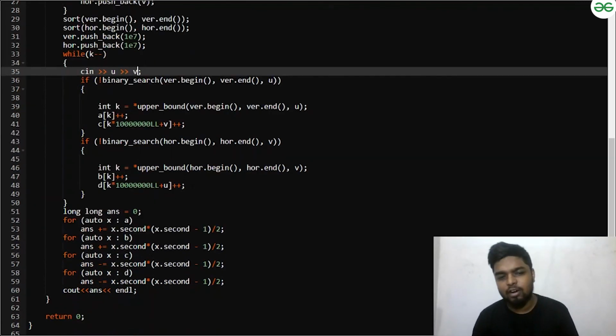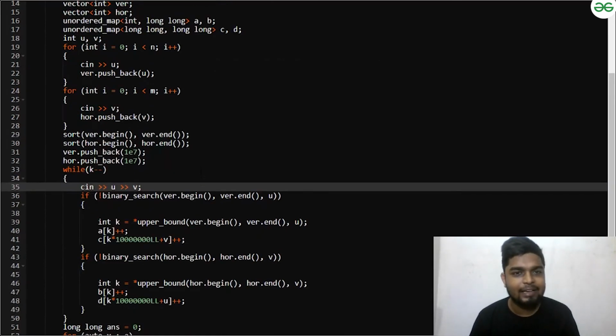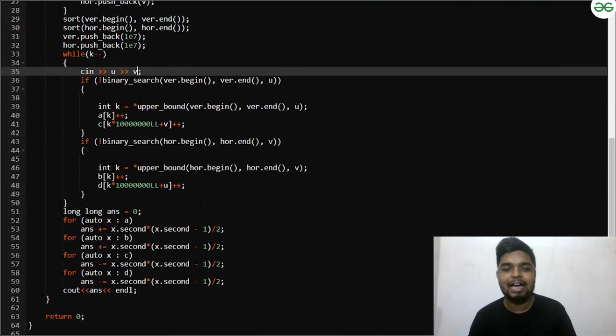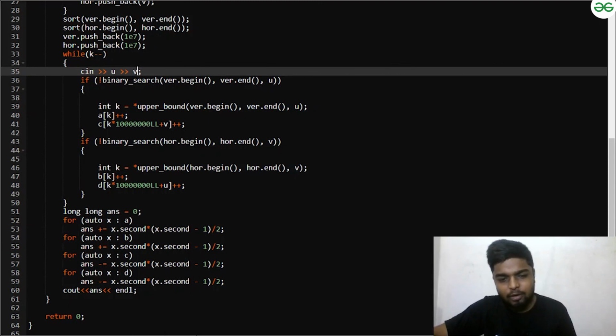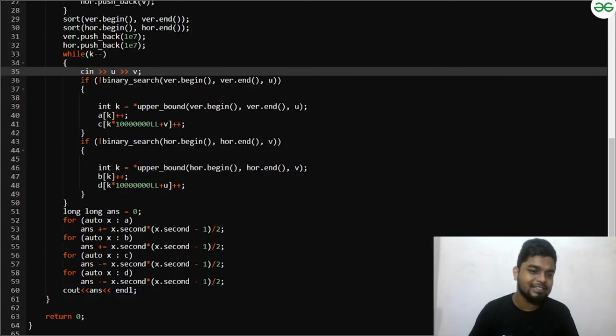Then what will be the number of pairs? As you know, for finding the number of pairs you do n into n minus 1 by 2. So you will do this for both maps a and b, and you will also be subtracting some numbers. So what are those pairs? You are counting the total number of pairs, but again you will be subtracting some of the pairs.